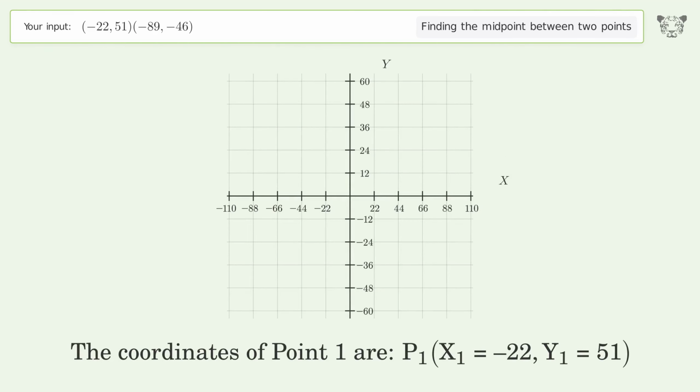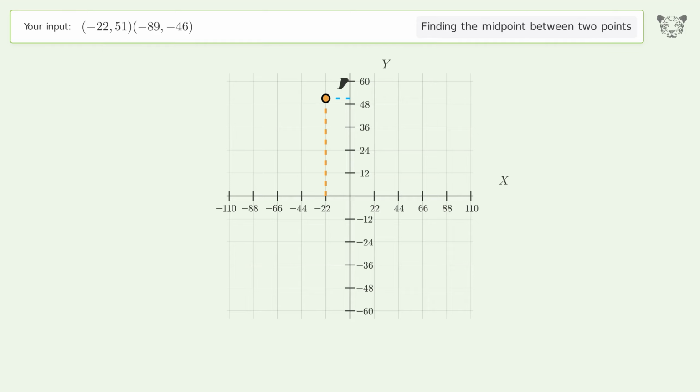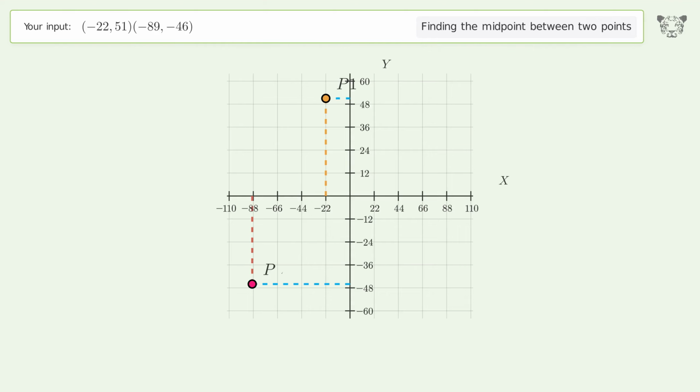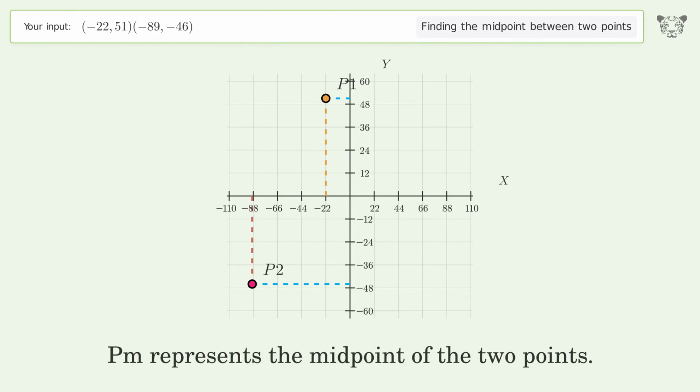The coordinates of point 1 are, x1 equals negative 22, y1 equals 51. The coordinates of point 2 are, x2 equals negative 89, y2 equals negative 46. PM represents the midpoint of the 2 points.